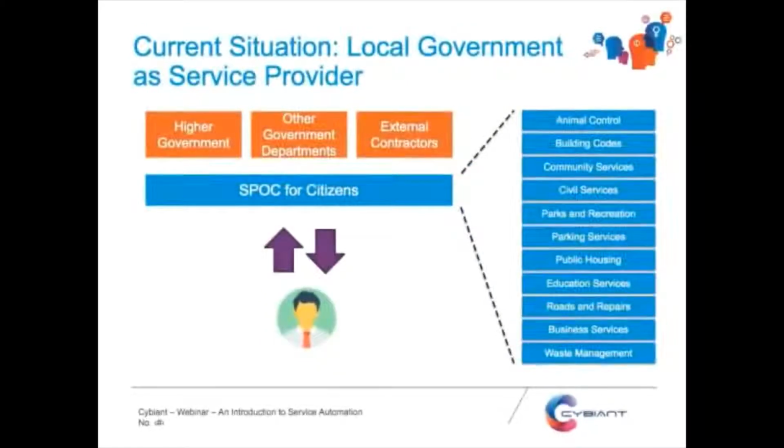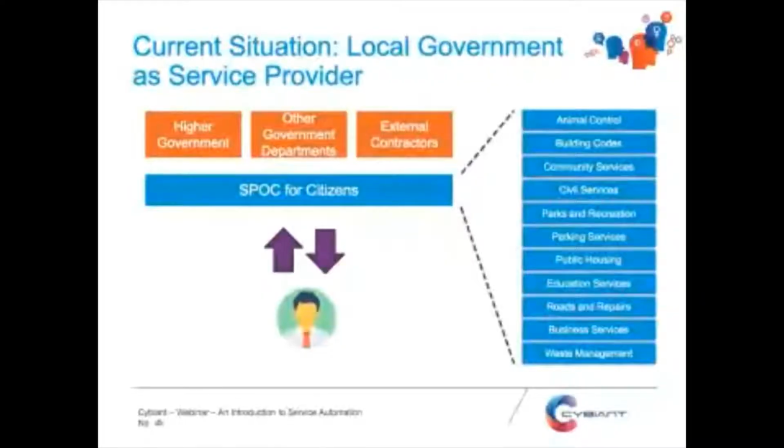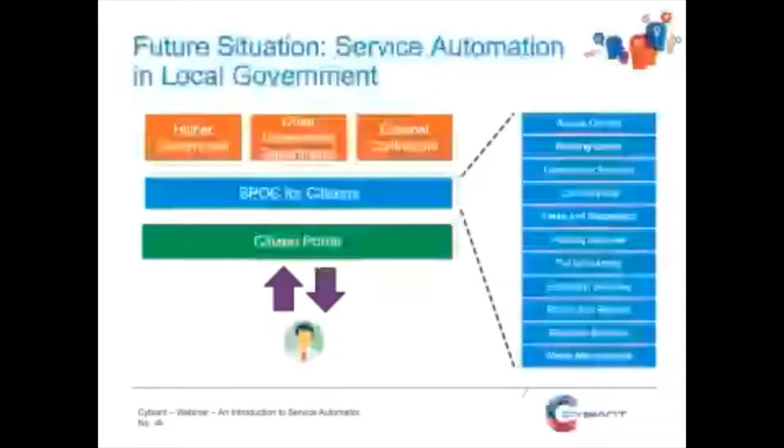And in most cases, it means that you as the citizen need to go towards an office in order to request something. Through service automation, this can be done a lot more efficiently. So the situation that we would like to get to is that that single point of contact is now provided by a self-service portal, and in this case it's called a citizen portal, through which the citizens can interact with the government in a very structured and easy manner.